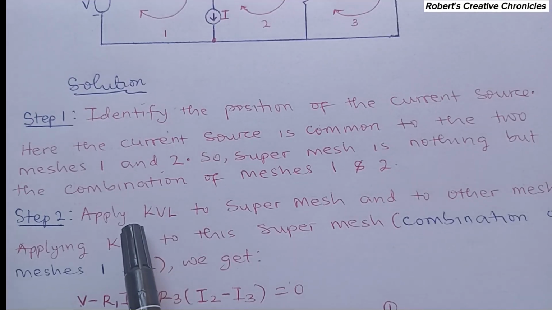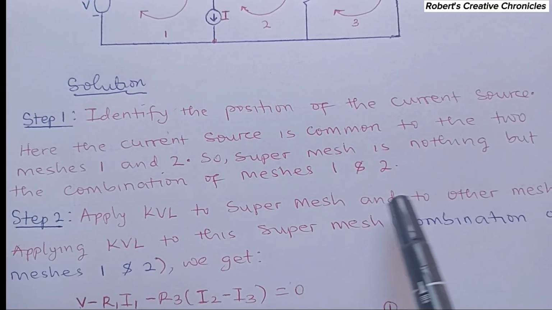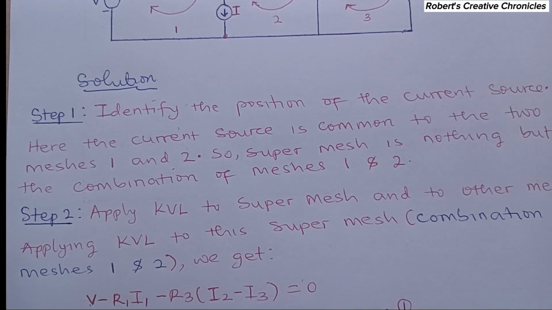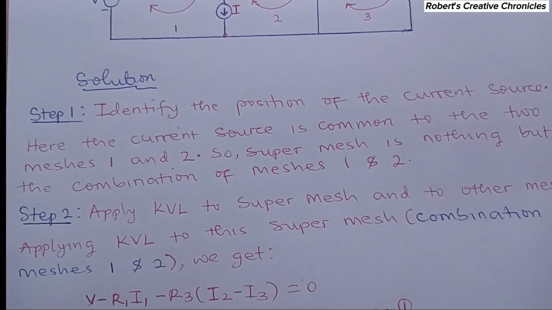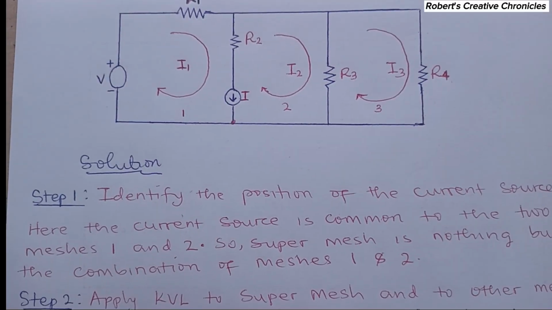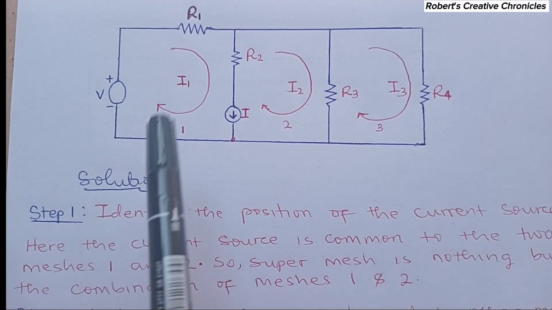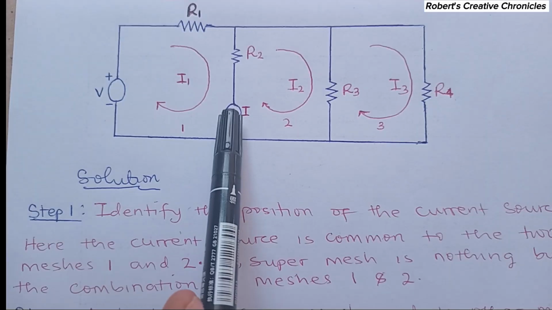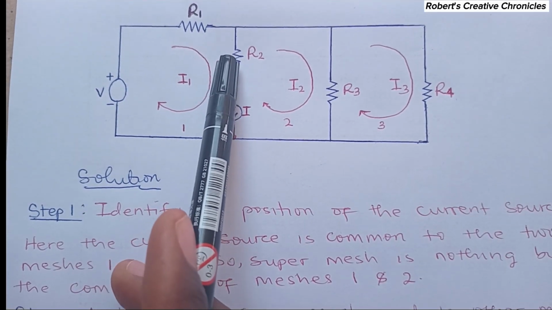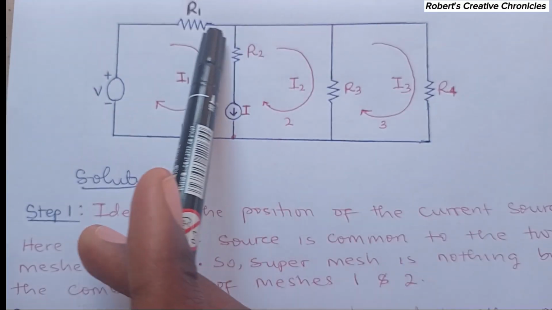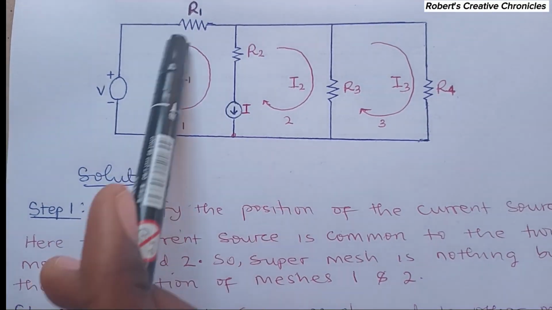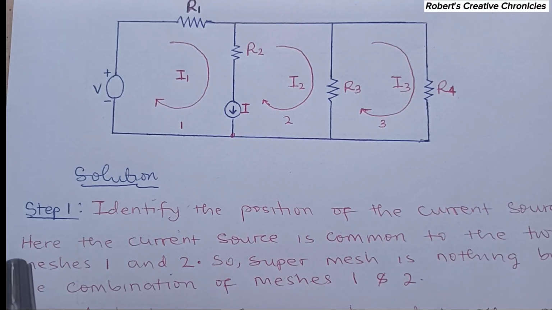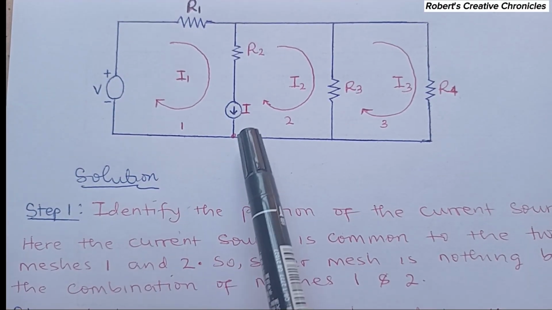Now the second step is to apply KVL to the super mesh and to other meshes. Applying KVL to this super mesh, that is the combination of meshes 1 and 2, we get. So when you're applying KVL to this super mesh, you have to assume that this branch is removed. The branch that is inside, containing this current source and this resistance R2, has been removed. Then you apply the KVL around this outer circuit. That's how you apply KVL to a super mesh. You assume that this branch is removed.